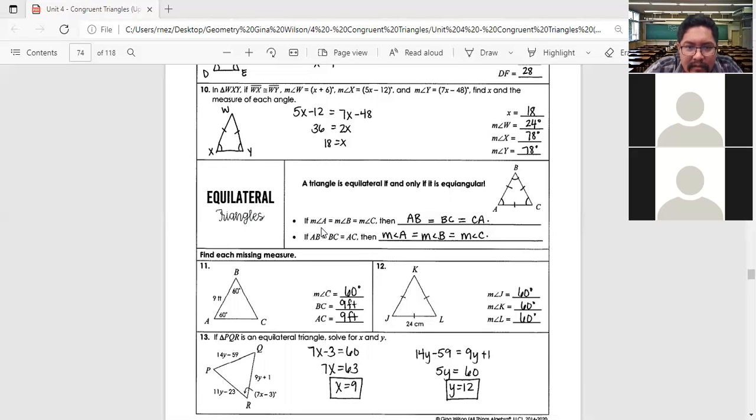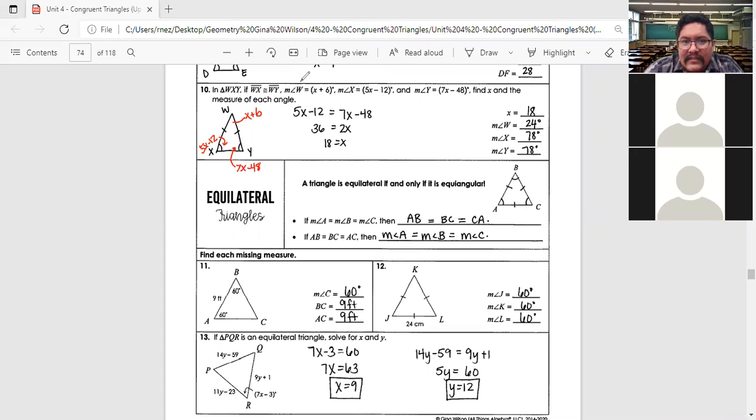So angle W is X plus 6. And since I don't have enough room in there, I'm going to put it off to the side like here, X plus 6. And angle X is 5X minus 12, and then put it right there. And angle Y is 7X minus 48. Find X and the measure of each angle.